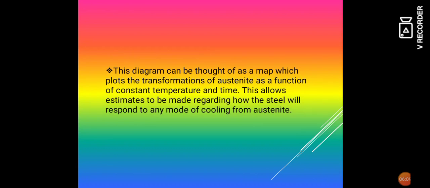So this diagram can be thought of as a map which plots the transformations of austenite as a function of constant temperature and time. This allows estimates to be made regarding how the steel will respond to any mode of cooling from austenite.